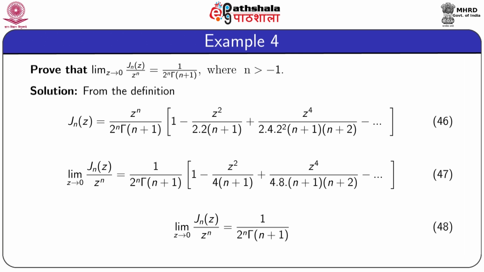As we take the limit as z tends to 0, we will see that all these terms vanish and you are left with only 1 by 2 to the power n gamma n plus 1, which is our required result.